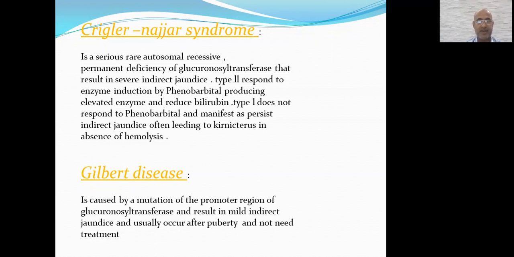Another problem, Gilbert disease, is caused by mutation of the promoter region of the glucuronidase enzyme and results in mild indirect jaundice. It usually occurs after puberty and does not need treatment. This is the simple type that may appear after a simple illness or fever, and it is mild in comparison to Crigler-Najjar.